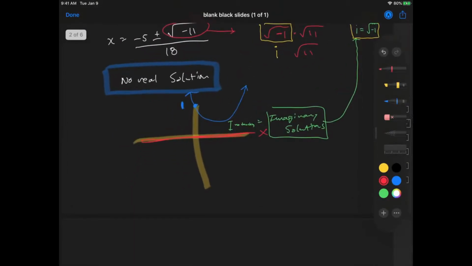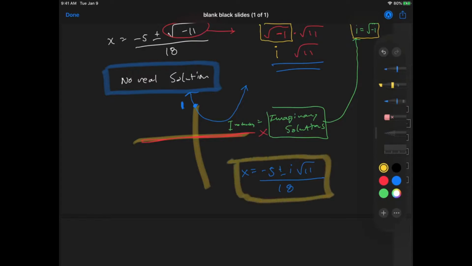So the best answer, this is the Algebra 2 answer now that you guys are in this class, is x equals -5 plus or minus, our new answer, i radical 11 over 18. Now that answer seems crazy, but again, this kind of shows that there is no touching right there, okay?